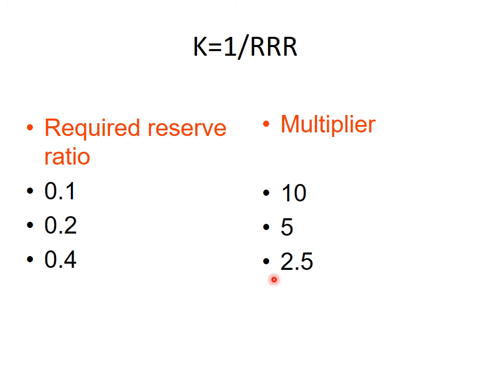So you can see that when the required reserve ratio becomes larger, that means the central bank says you must keep more and more cash with you. You cannot lend out so much. The multiplier effect becomes smaller and smaller. This is what we have been saying in the first place.